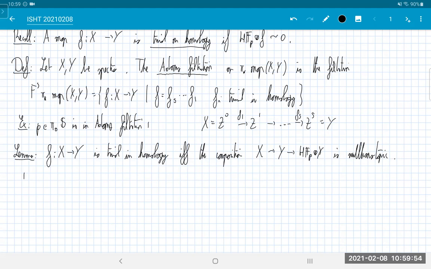Okay, and the proof is just, I'll write down two diagrams, and if you stare at them, one will give you one direction and the other will give you the other. So what are these diagrams? This is F, this is HFp tensor F. And so this first diagram tells you that if the map is trivial in homology, this composition is null homotopic. And so this composition, which is the one we wanted, is null homotopic.